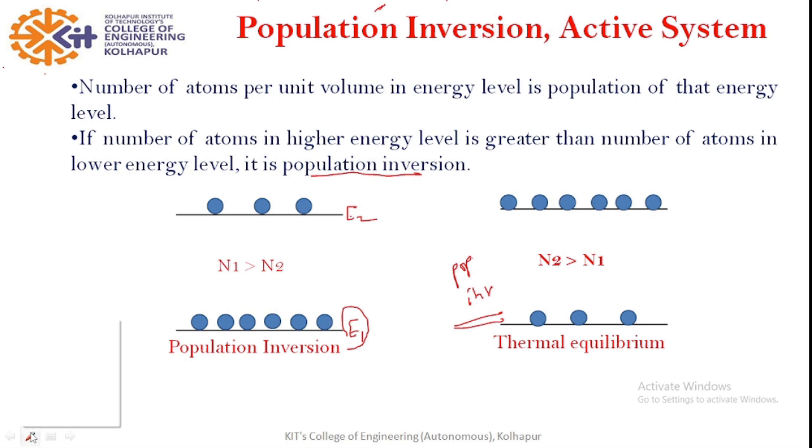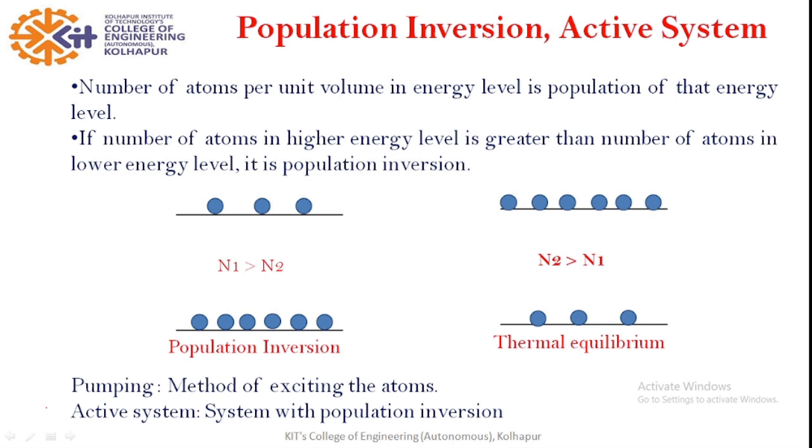Now how to obtain it? It is not naturally possible. We use the method of pumping. What is pumping? It is the method of exciting the atoms to a higher energy state. So here we need to provide energy, and there are different types of pumping. If we use light energy, we call it optical pumping. We can use electrical energy, or thermal energy. Based on the energy used, we have optical, electrical and thermal pumping.